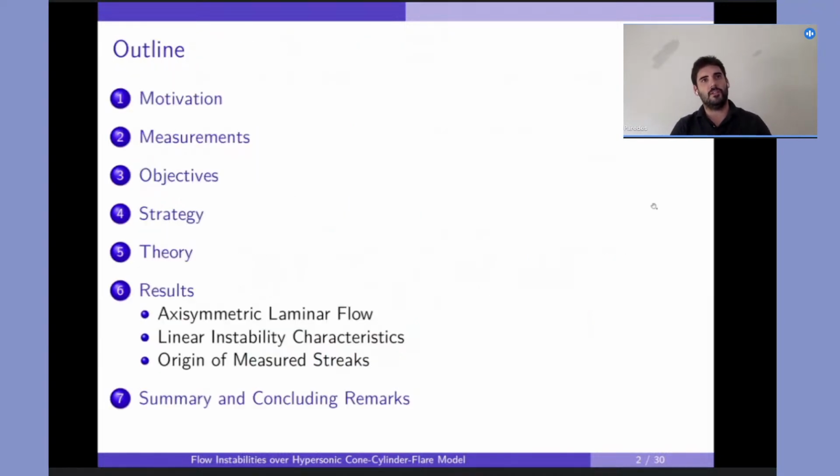The outline of the presentation is: some motivation for why we do these transition studies; the measurements for the cone-cylinder-flare; what we would like to understand, the objectives; and then the strategy for how we want to meet those objectives to understand the measurements. Then some slides about the theory that we use, and then the results. I hope it's not going to be too much, but you can always read some literature about it and get a sense of how we do these things and what we get out of that. Then you will see a summary and concluding remarks, and I will be open to any questions or discussion you would like.